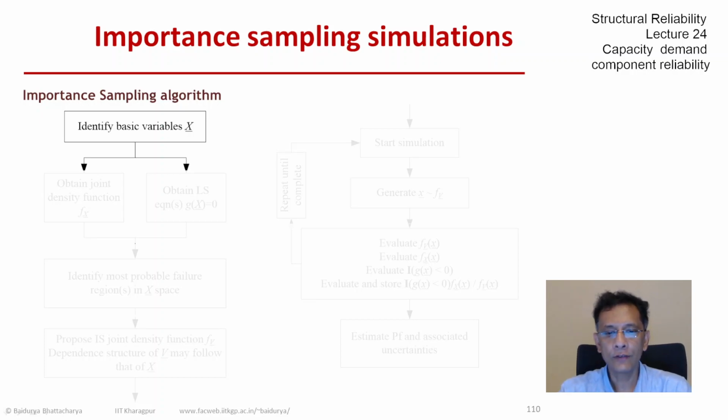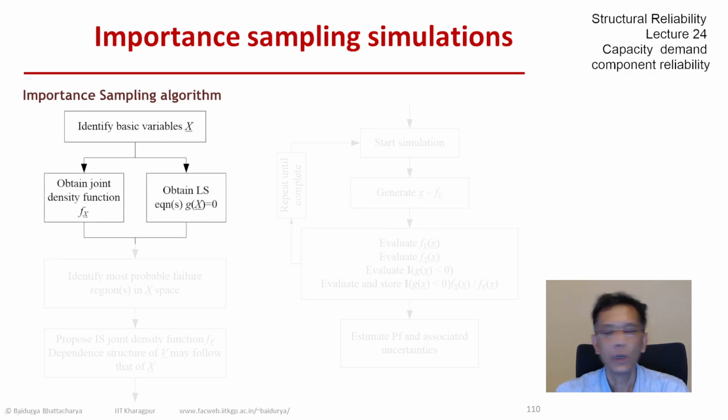Let's now solve some problems with importance sampling. Here is the algorithm that you see on your screen. We have to identify the basic variables of the problem, which we have been doing regularly the last few lectures. And then we have to know the joint density function of these basic variables and be able to define the failure criterion, the limit state equation or equations.